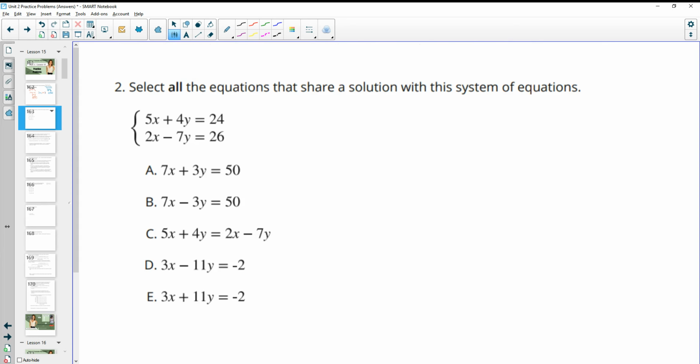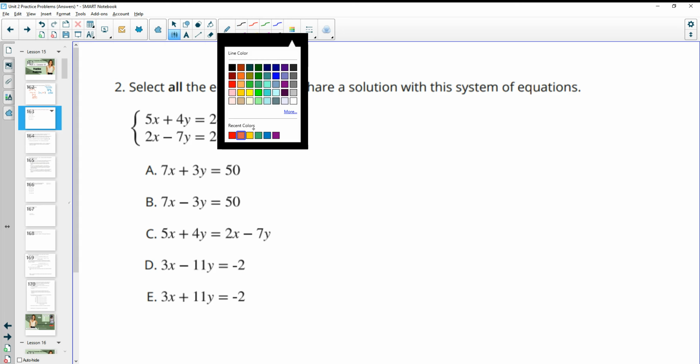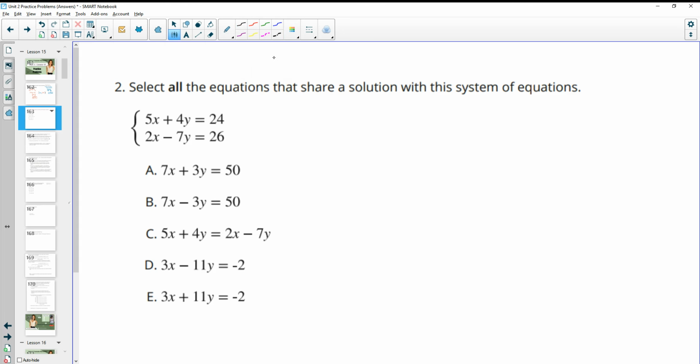Number 2, select all equations that share a solution with this system of equations. So really that's asking you to find what of these equations is equivalent to these ones. So the ways that you've been looking at these is you're either adding the two equations together or you're subtracting them, is two of the big ideas that you've done here. Now, adding is commutative, so whether you take the top one plus the bottom one, or you switch it around and do bottom plus top, it's not going to matter. It's going to give you the same answer.